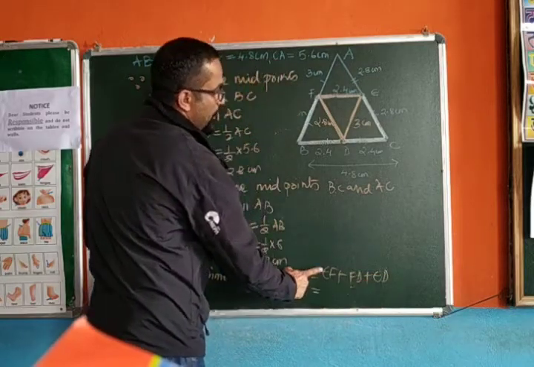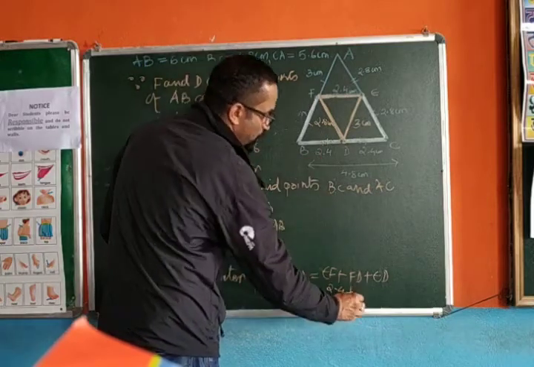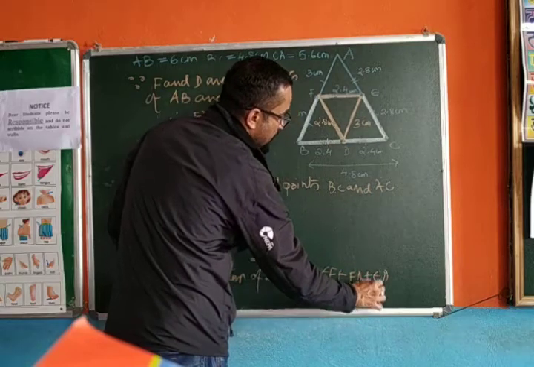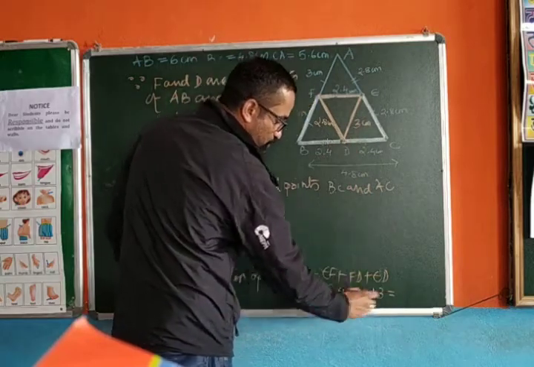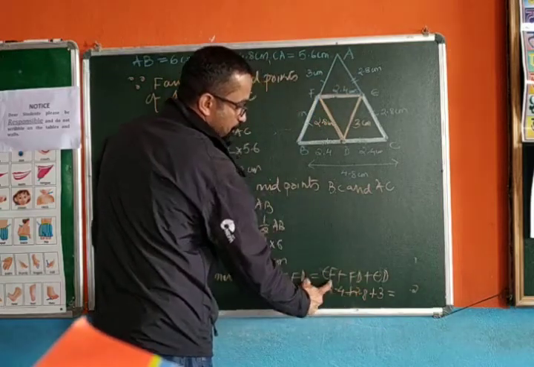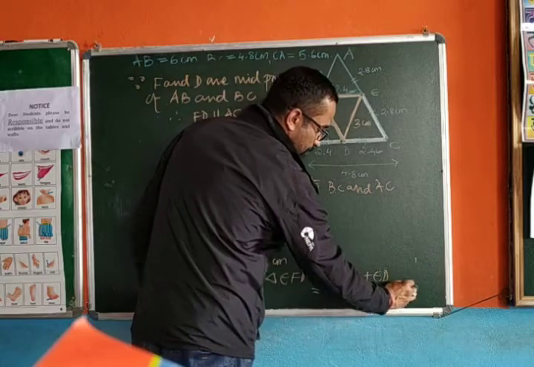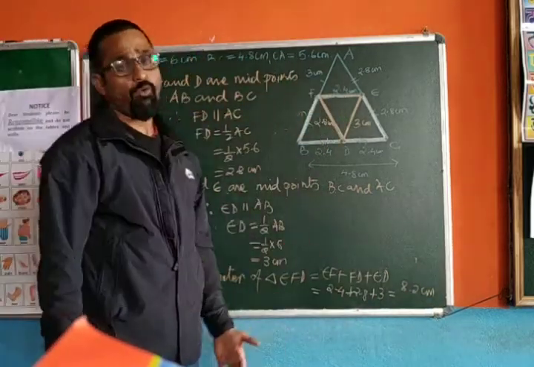Substitute. EF is 2.4, FD is 2.8, and ED is 3 centimeter. The perimeter is 8.2 centimeter.